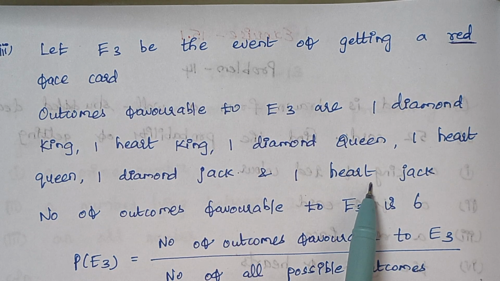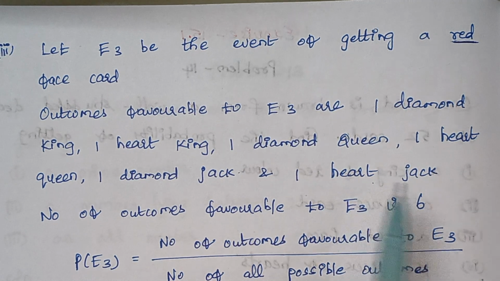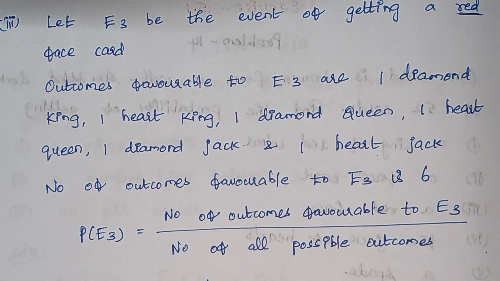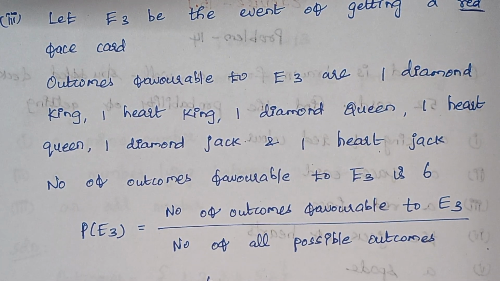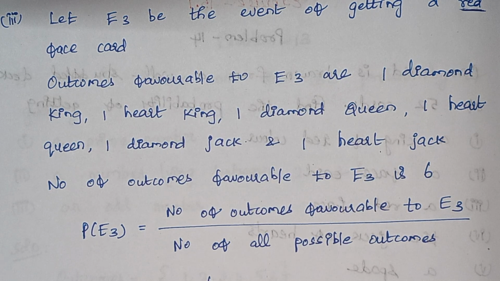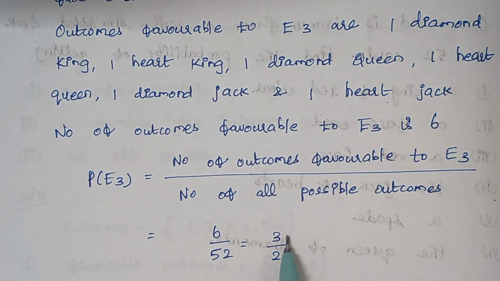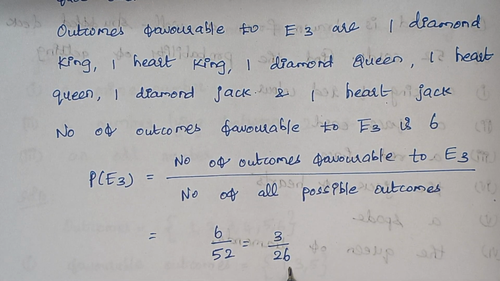Read the question twice before answering. So here totally we have 6. So number of outcomes favorable to E3 divided by number of all possible outcomes. So here it is 6 divided by 52 and the answer is 3 by 26.